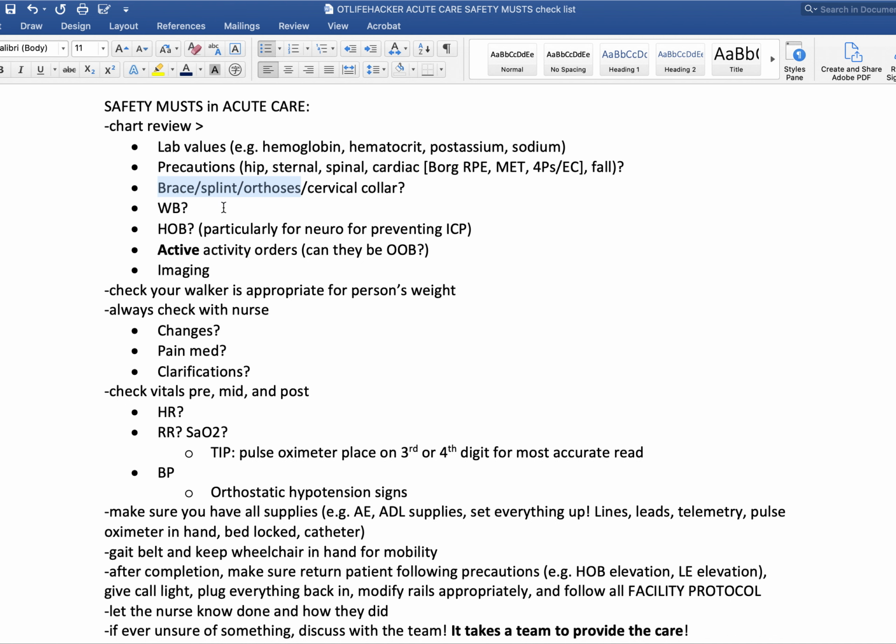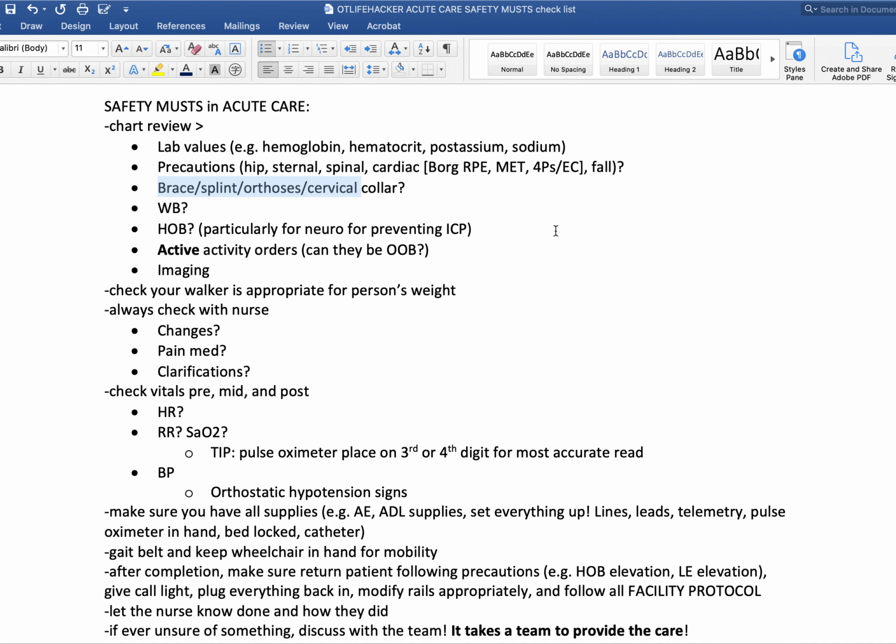Now, weight bearing. This is especially important, weight bearing for ortho. Same with the brace, collar, and everything. That's very important for ortho and spinal. And then for head of bed, we have that particularly for neuro. So this is very important if they had a craniotomy or encephalopathy.